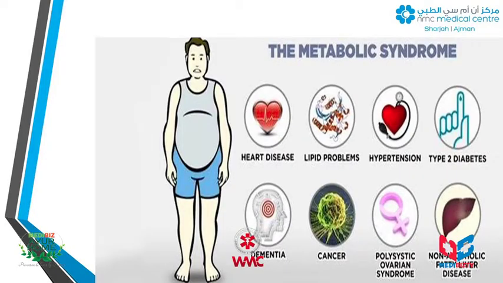Second is the increased triglyceride level. Third, increased sugar level. Fourth, increased blood pressure. As a consequence of the impairment of these 4 components, you will end up with complications of heart disease, lipid problems, hypertension, diabetes, dementia, as I told you, loss of memory, cancer, polycystic ovarian disease, and the fatty liver problem.